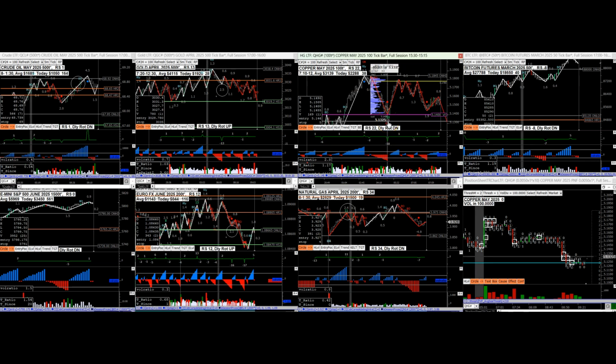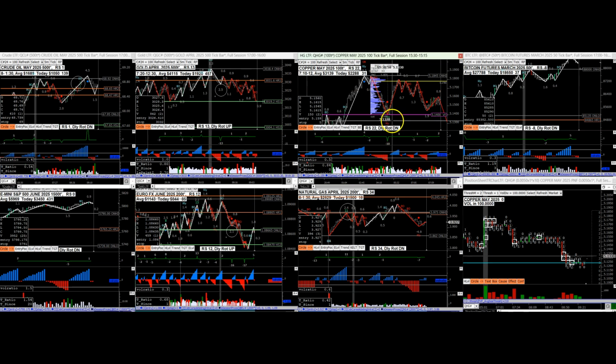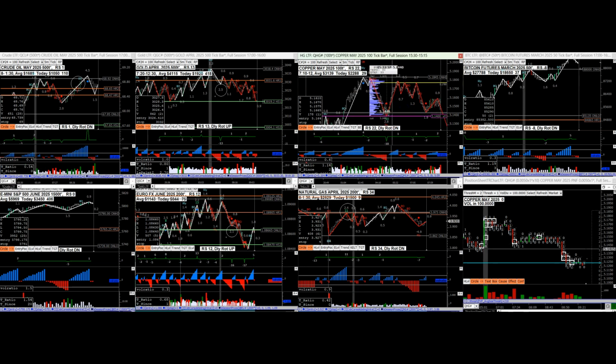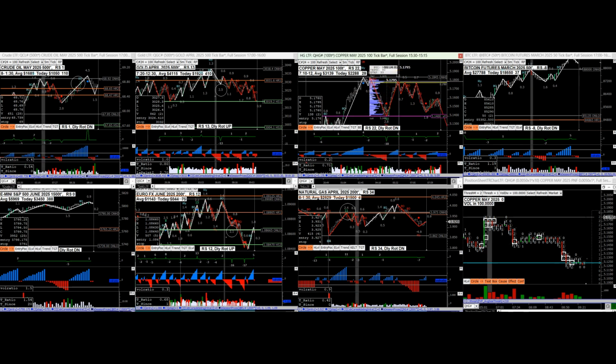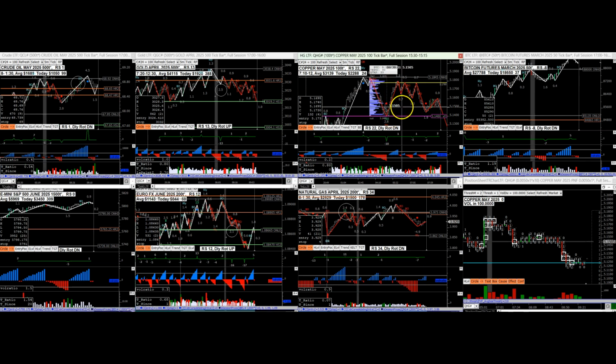It's not a normal pullback. A normal pullback will not have this type of pressure, so there's something going on. A normal pullback will not have 280% of normal selling pressure. So after that, the market reacts strongly, and as it reacts strongly, I want to see a couple of things.